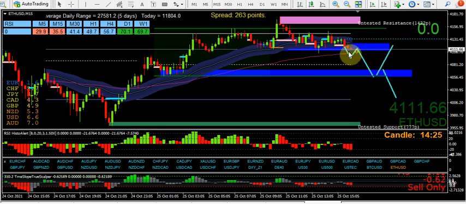And as you can see, that's pushing on down now. Scalper's paradise, or scalper heaven should I say.